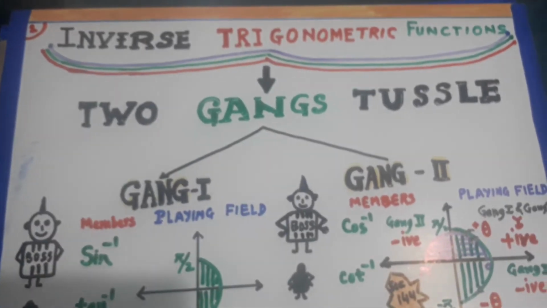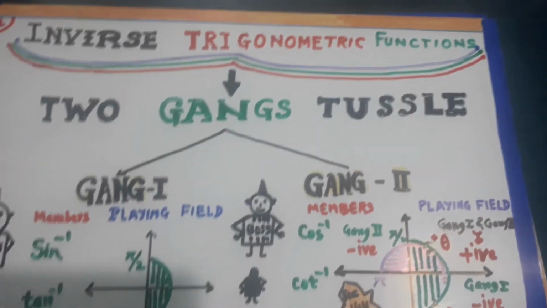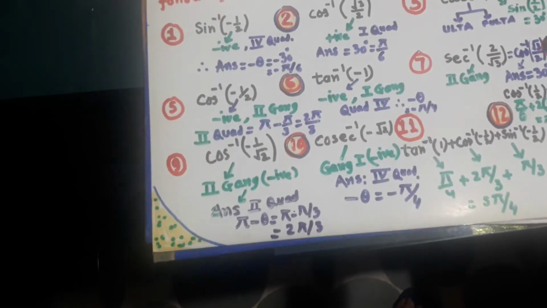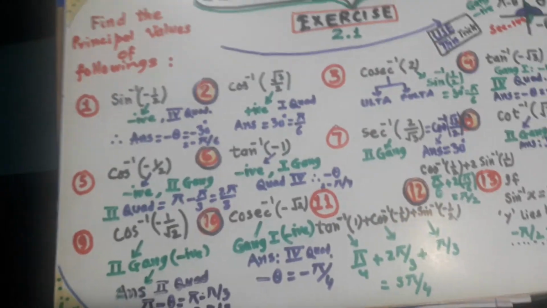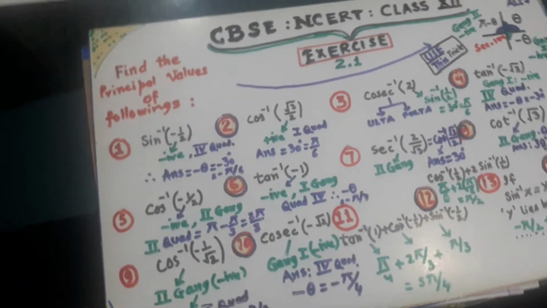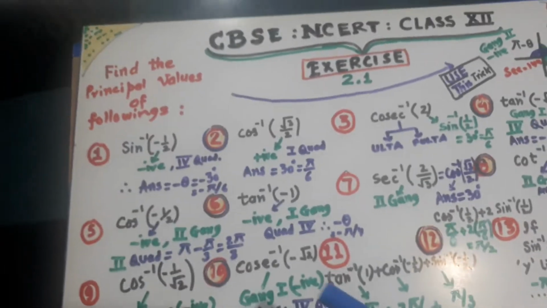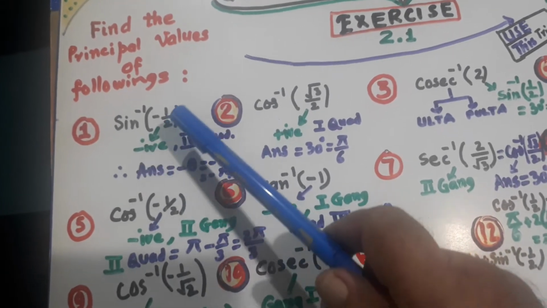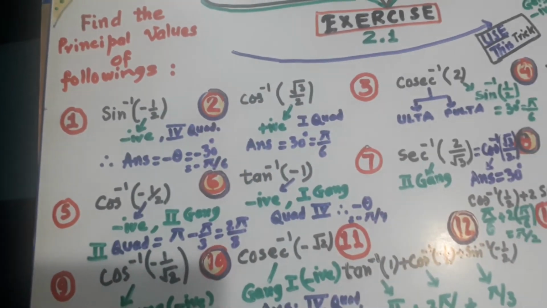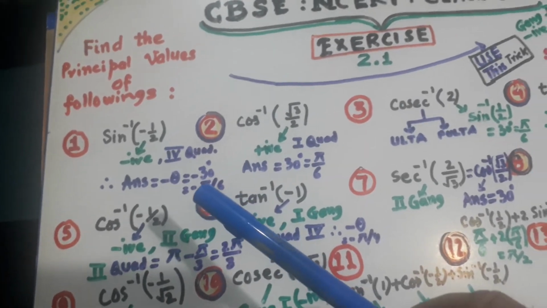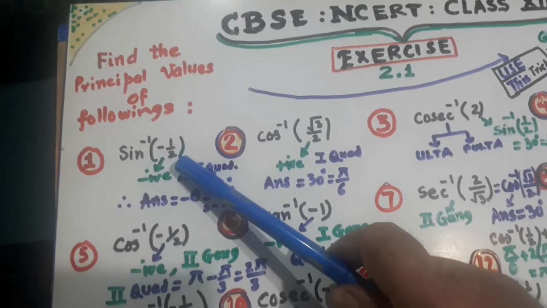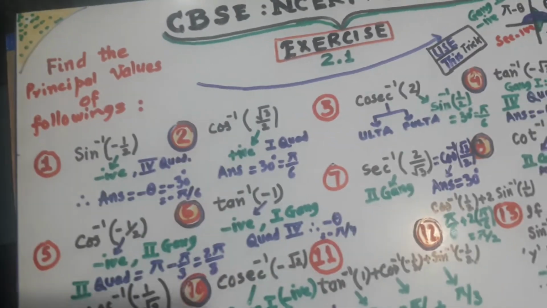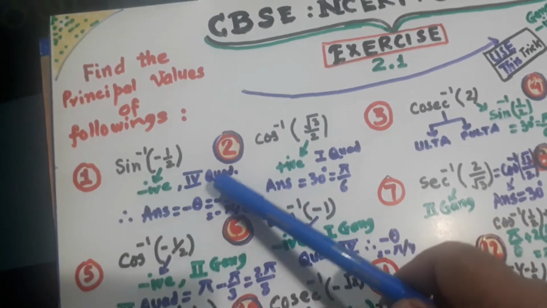So here I come with a few examples, and you will find that they are very, very easy if you remember this. These are the notes from CBSE, and a few questions I'll take up from the IIT JEE standard. Now the first question is sine inverse minus 1 by 2. Whenever you have to deal with inverse trigonometrical functions, firstly look here, it is negative and this belongs to gang number 1, and gang number 1 is negative in the fourth quadrant.